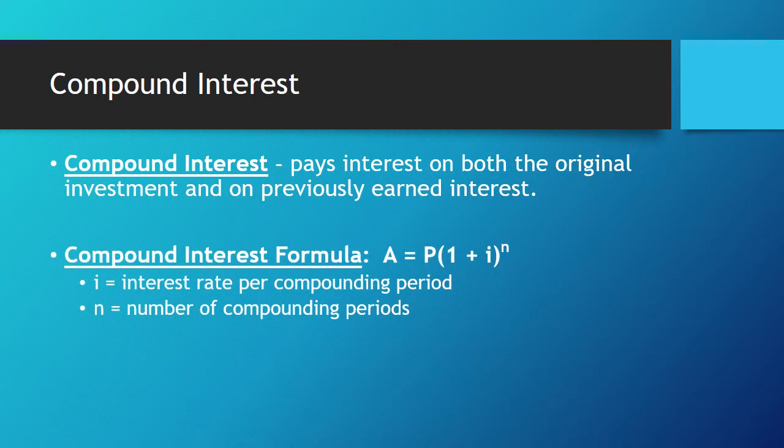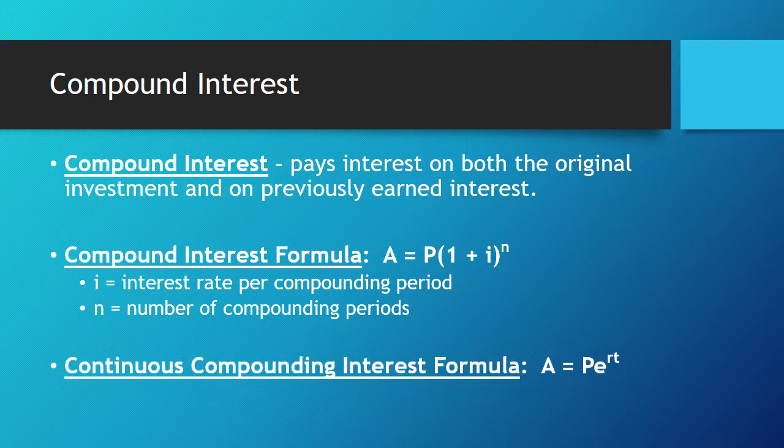Our formula is A, for amount earned, equals P, still for principal, times the quantity 1 plus i to the nth power. i represents the interest rate per compounding period. It's very important that you realize it's not just the interest, it's per compounding period. As we work problems, you'll see what we mean by that. And then n is the total number of compounding periods.